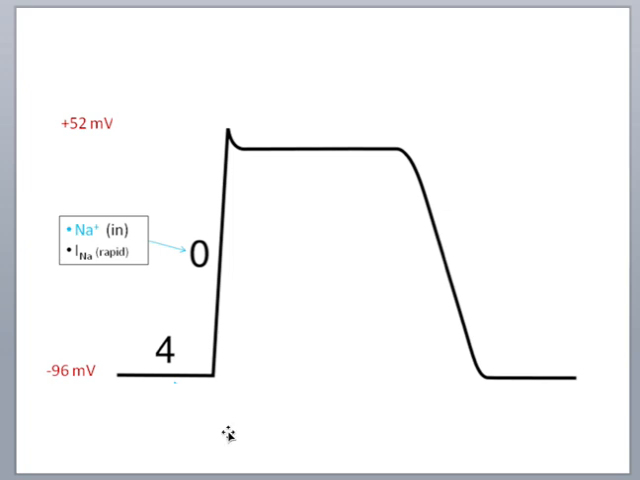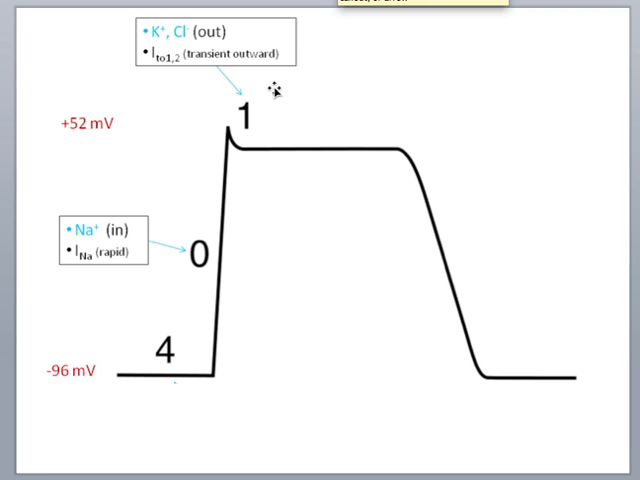So now we're going to hit phase 1. Phase 1 is right up here, right after this little peak. What happens in phase 1 is our sodium channels close and our potassium channels and our chloride channels now open. That's why we have this tiny little divot. Our potassium channels are opening. So now they're not just leaky as they were down here in phase 4, they're actually opening. So the potassium floods out of the cell. It's leaving that cell, so it's making it more negative. That's why we have this little drop here.